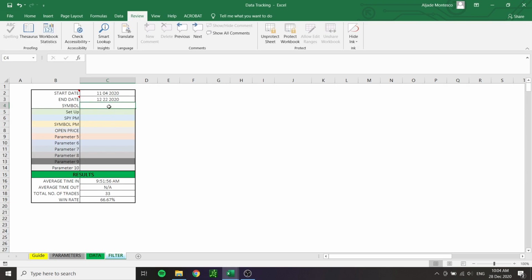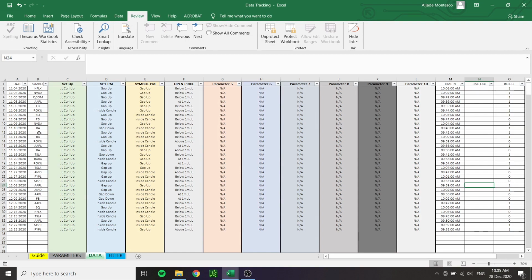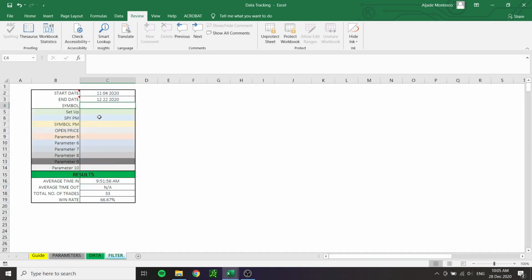And then as you can see, for those filters that are left blank, those will select all. For the symbol, all symbols are considered. And since we only selected the date, this shows us all the trades within that specific date. And if we only selected November, you can see it's a 72% win rate with an average time in of about 20 minutes after the open.